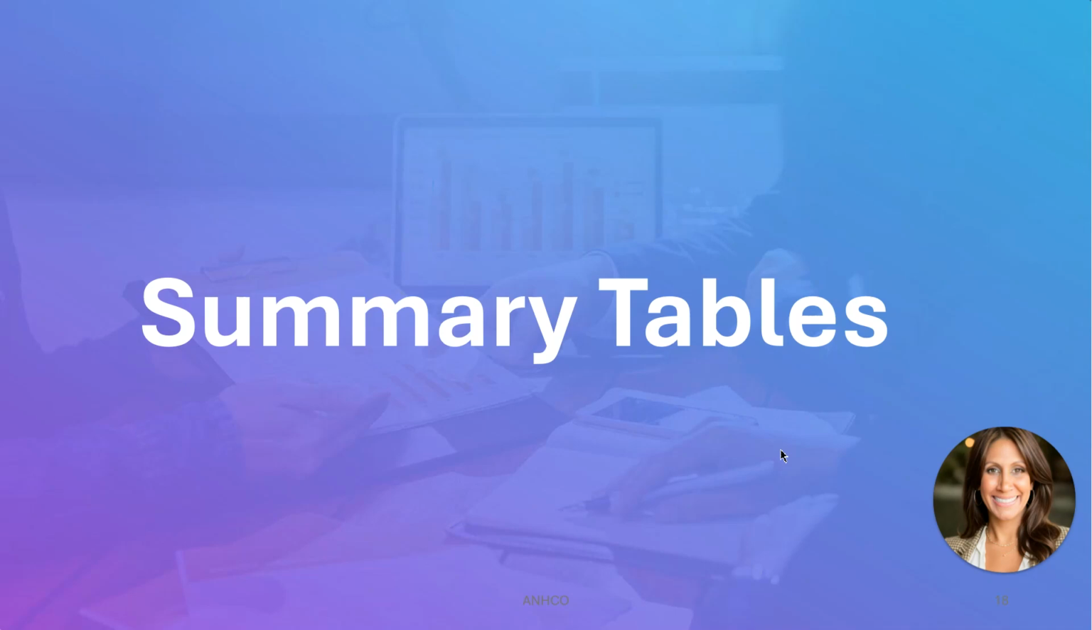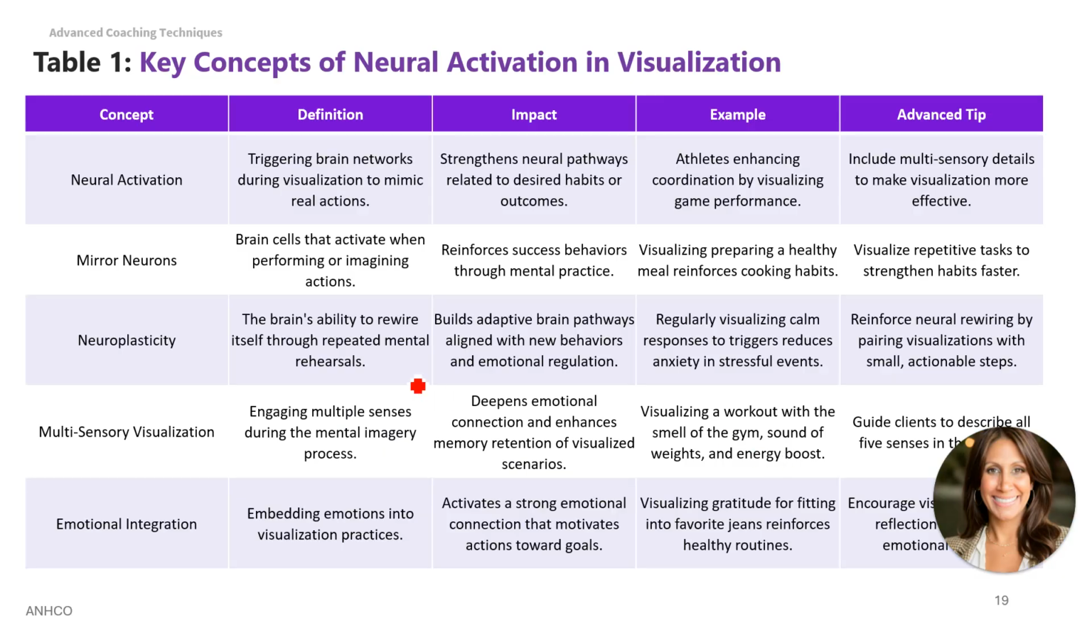Here are some summary tables to review what you've learned. Table 1, key concepts of neural activation and visualization. Take a look at the concept, definition, impact, example, and advanced tip. Take a few moments to review each concept: neural activation, mirror neurons, neuroplasticity, multisensory visualization, and emotional integration.